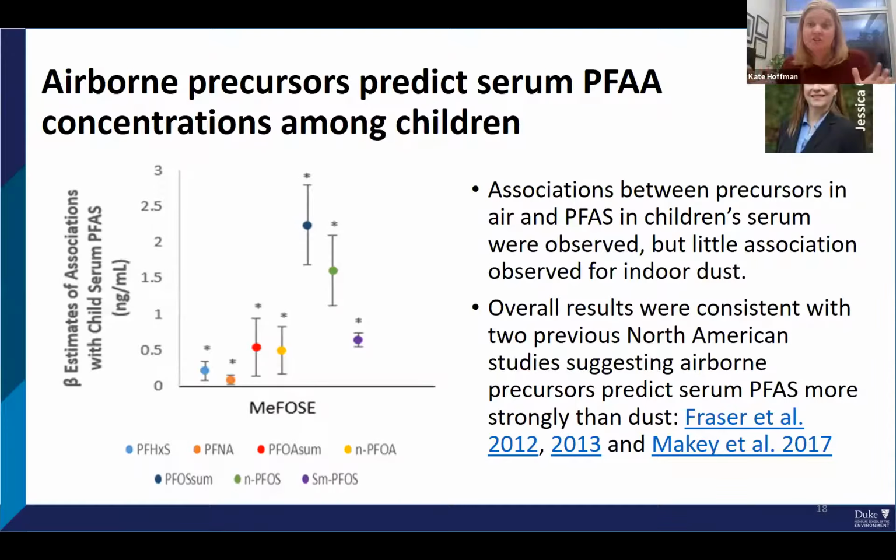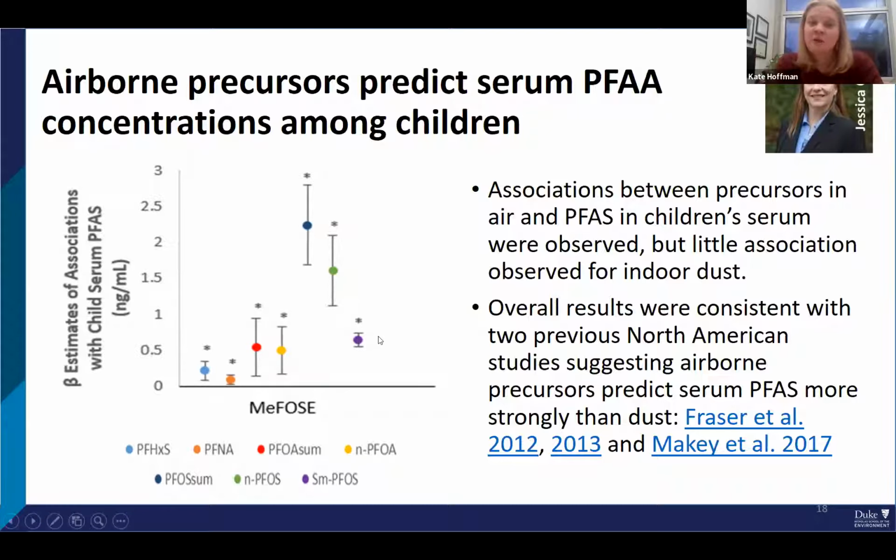Okay, and so now the big question, right? Were any of these things that we measured in air or dust related to children's serum concentrations? And that's something that Jessica spent a lot of time looking at in her dissertation work. One thing I'll point out is that we didn't have huge numbers of overlap between all of these sample types, as I mentioned, because we had some fewer blood samples or some fewer air samples. But even with that limited sample size, she saw really strong associations between some of these precursor compounds in air and PFAS in children's serum samples.